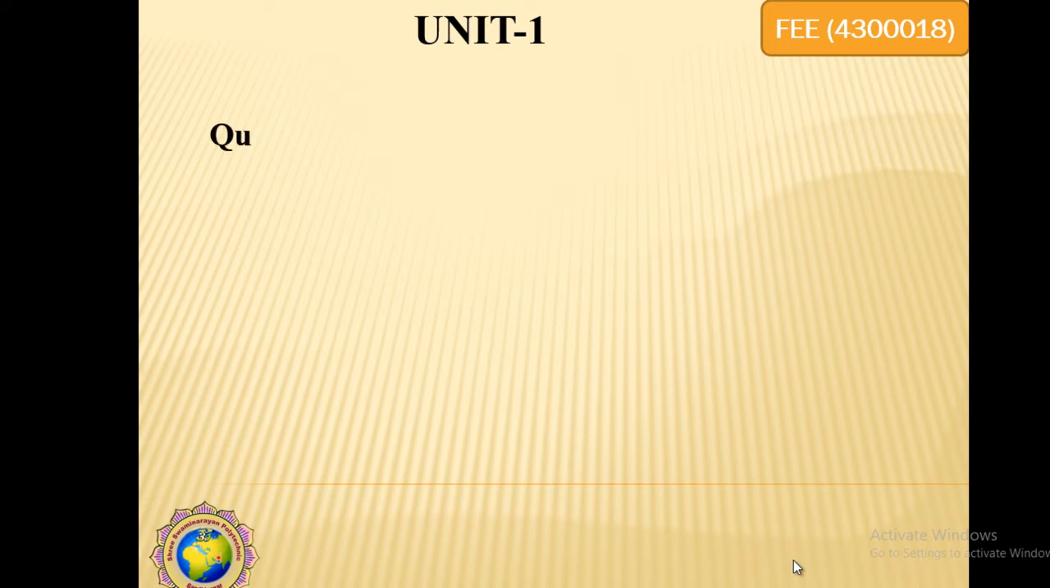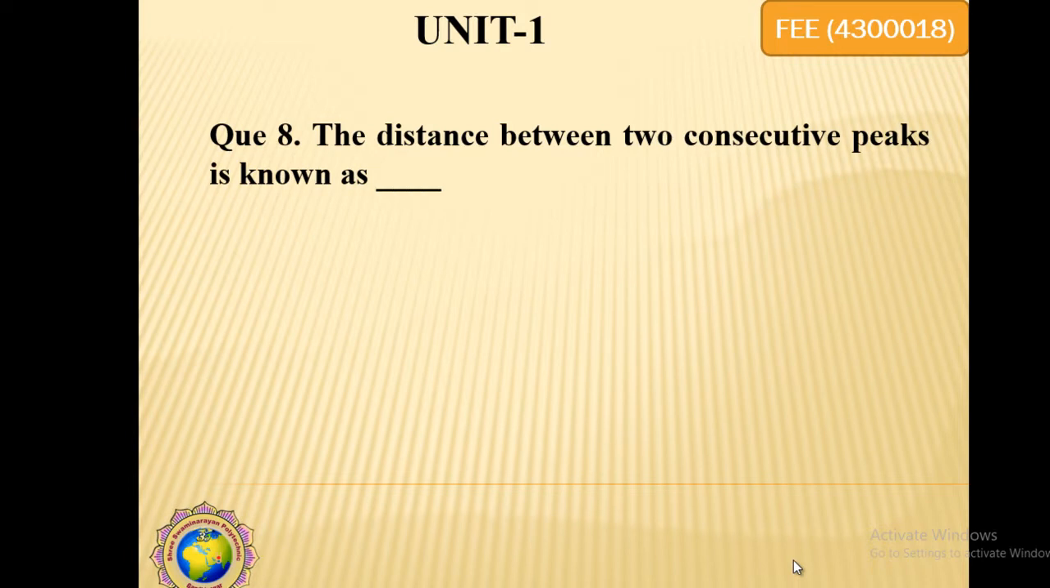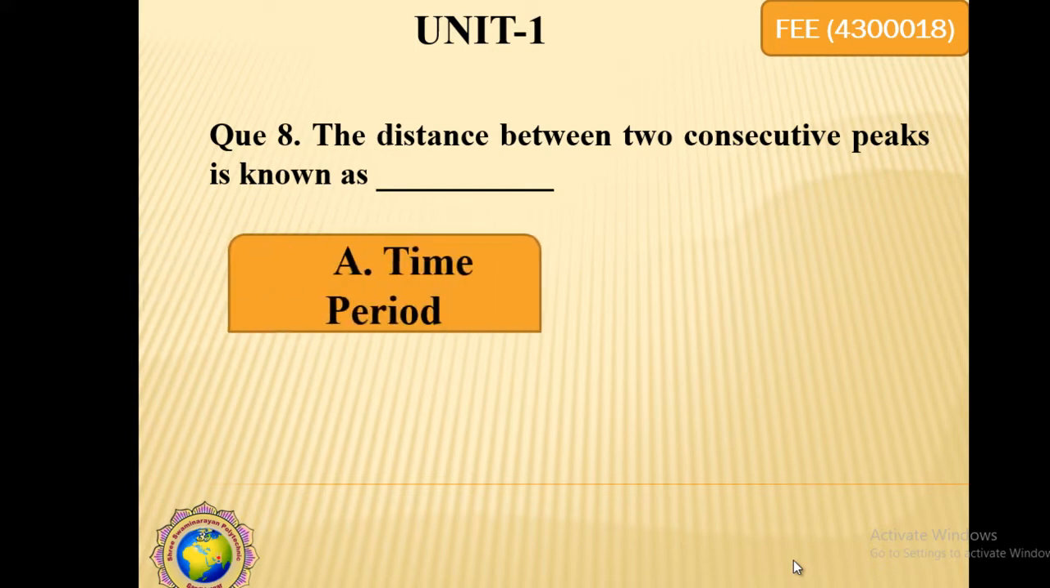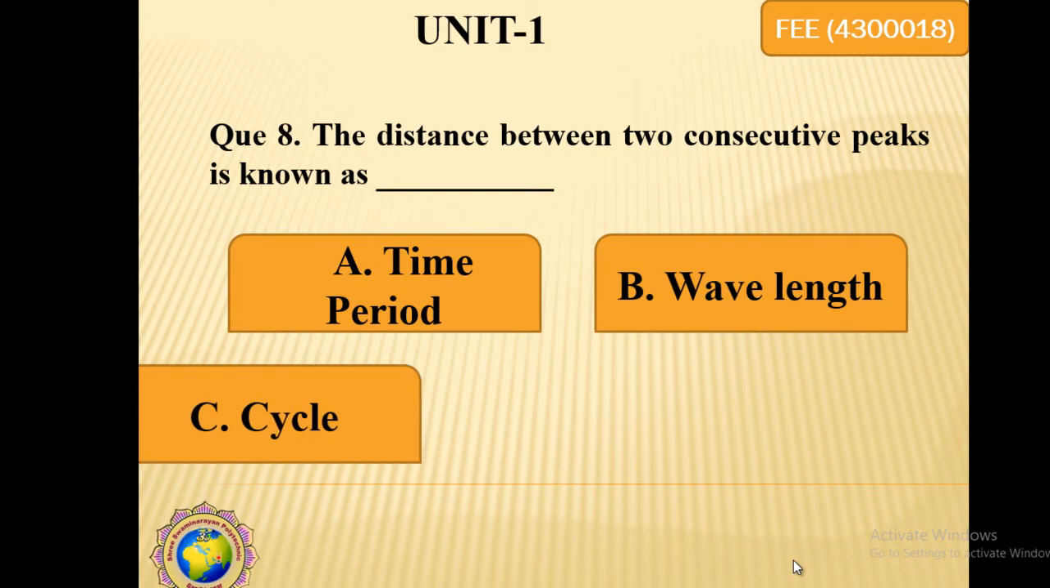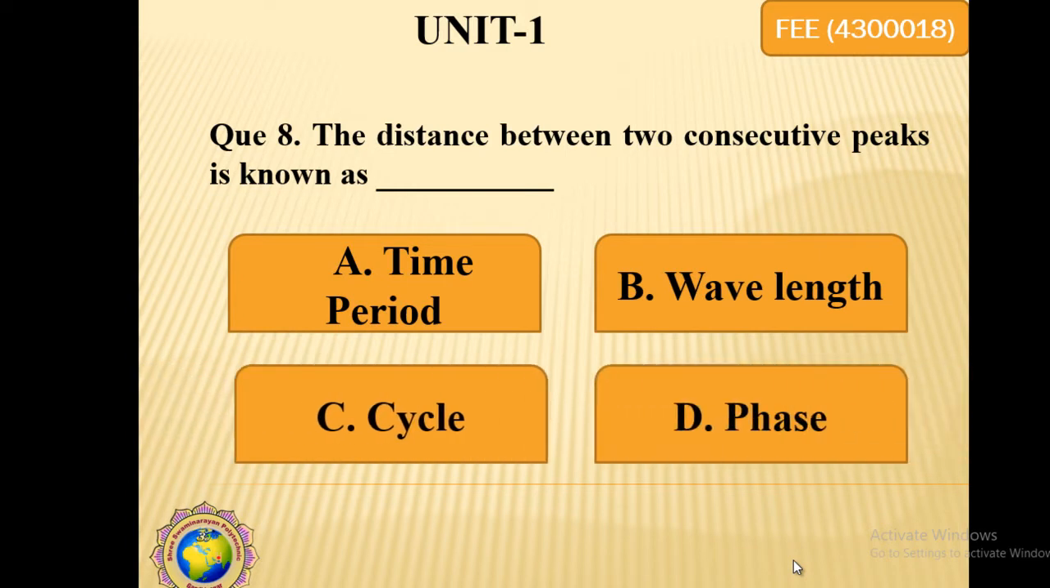Question number 8. The distance between two consecutive peaks is known as. A. Time period, B. Wavelength, C. Cycle and D. Phase. The distance between two consecutive peaks is known as. A. Time period, B. Wavelength, C. Cycle and D. Phase. Note down your answer in the notebook.